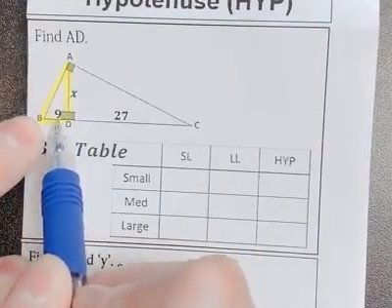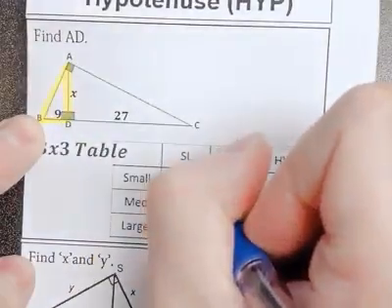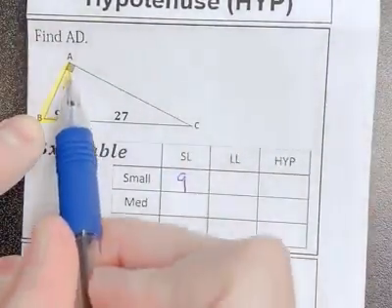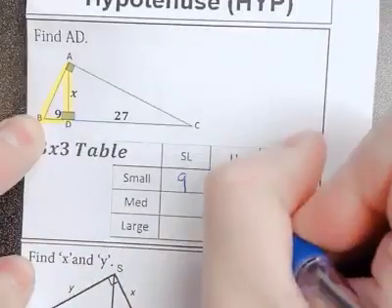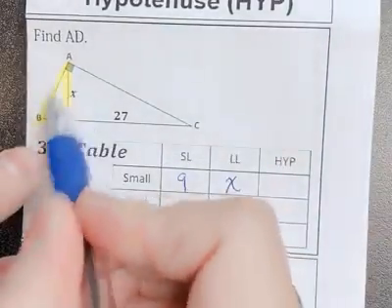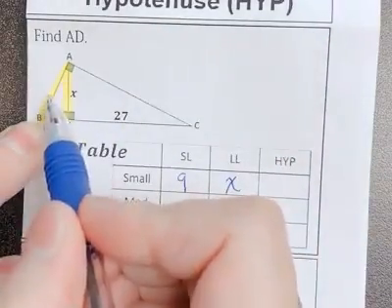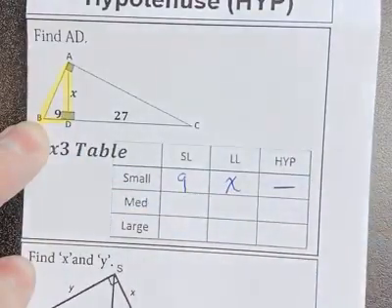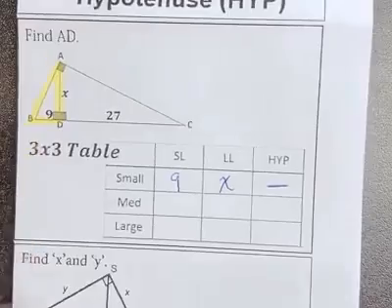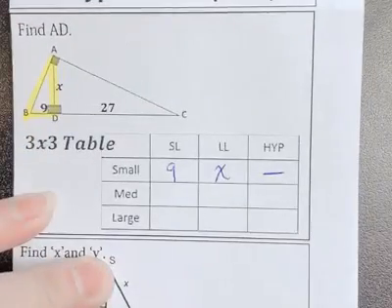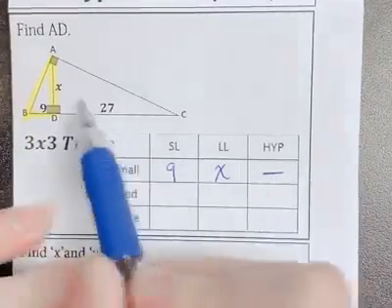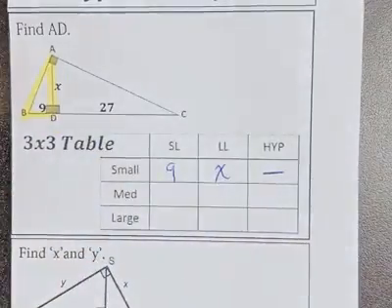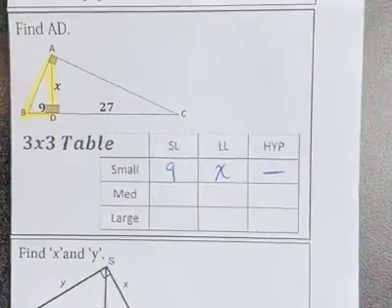So the short leg here happens to be 9, so I would put 9 in that box. And then the long leg happens to be X. The hypotenuse is unknown, or not given, so I don't even know how long that is, so I leave it blank. You don't fill anything in, or you just cross it out or draw a line through it. And then I move on to my medium right triangle.